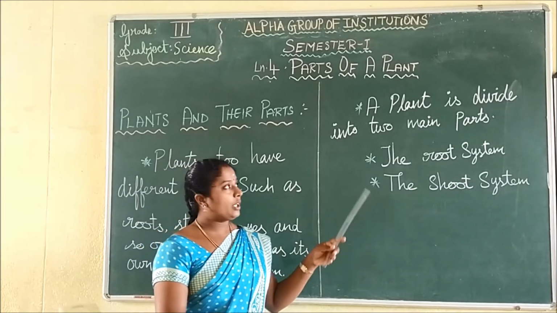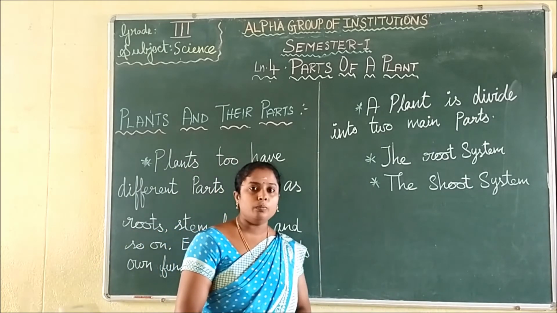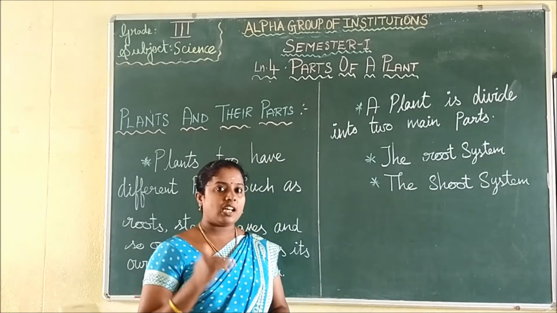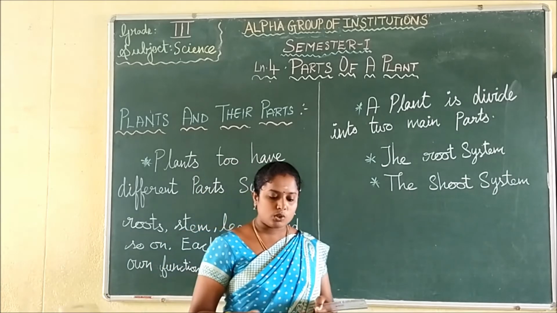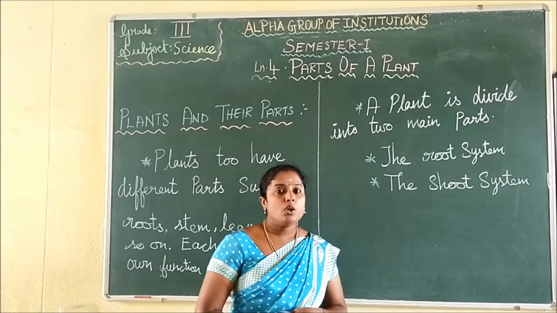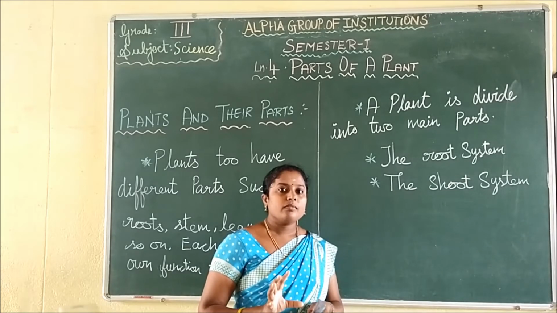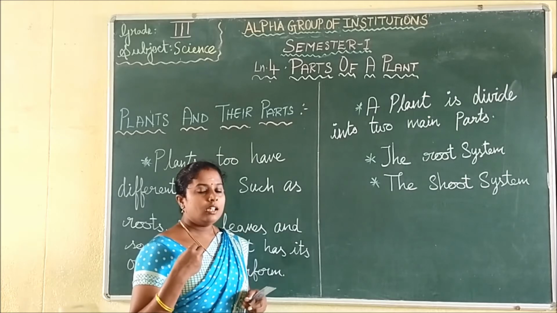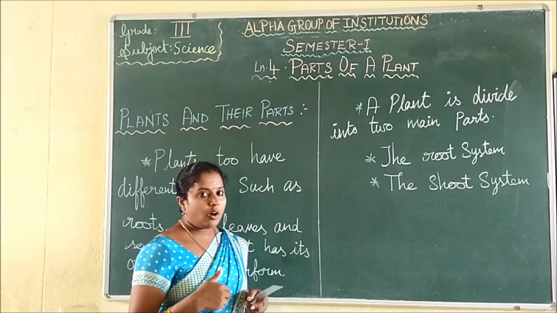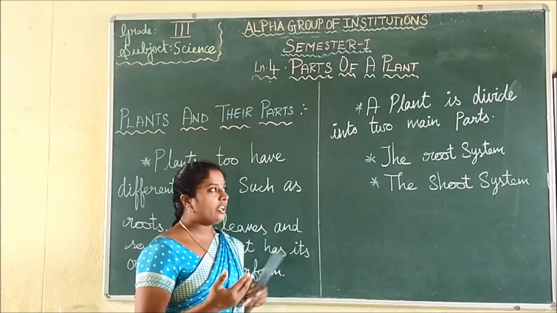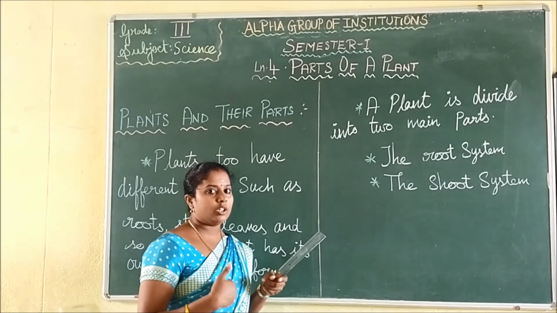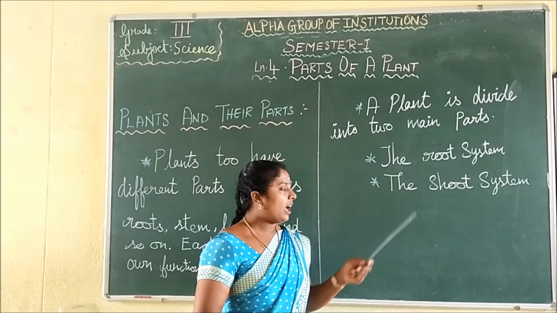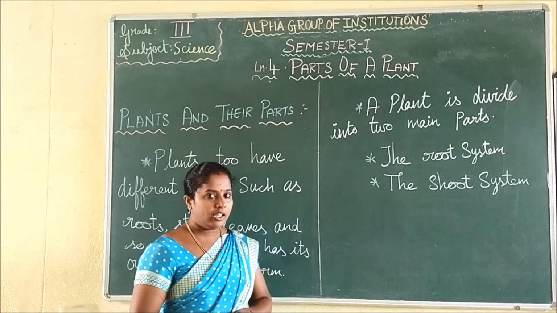So now we'll see. A plant is divided into two main parts, that is above the ground and below the ground. I have told you. Below the ground, what can we see? Roots. Roots will be below the ground, and above the ground will be the stem, leaf, flowers, fruits, many. So they are divided into two main parts, below the ground and above the ground. What are the two parts? The root system and shoot system.